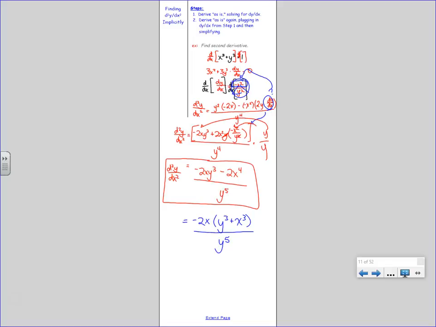Looking back at the very beginning and saying, look, who is x cubed plus y cubed? Oh my goodness. That's 1. So then I get negative 2x over y to the 5th.